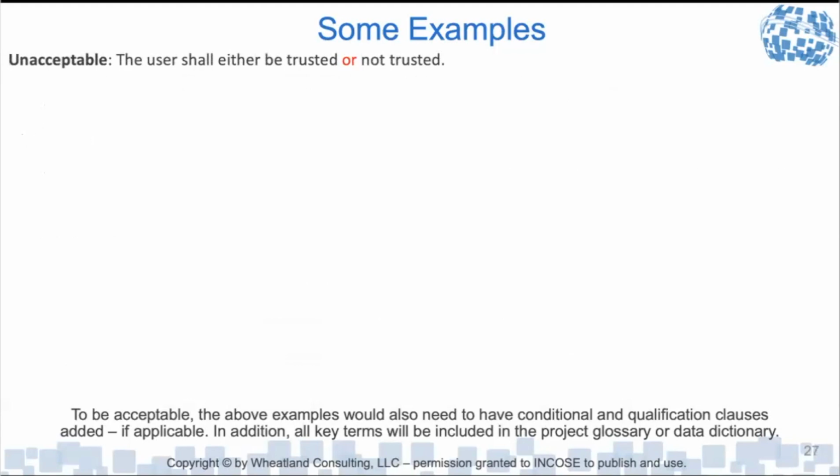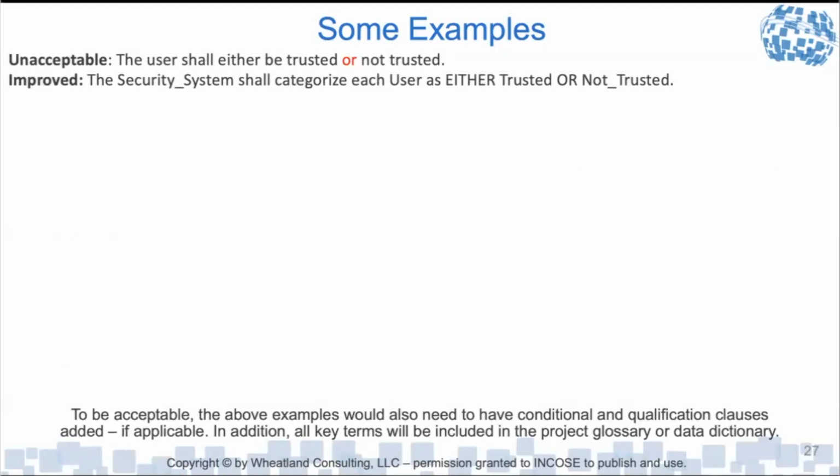The user shall either be trusted or not trusted, and it has a verb in there. It's written on the user. Improved, the security system shall categorize each user as either trusted or not trusted.